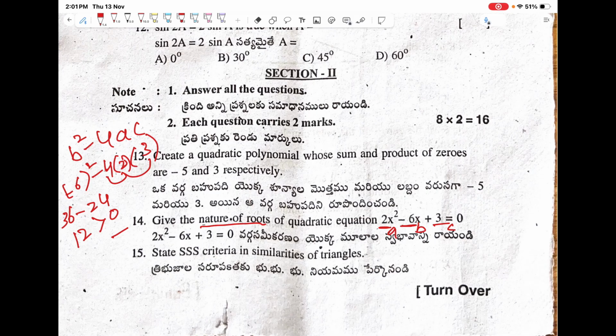When b square minus 4ac is greater than 0, how will the nature of the roots be? Definitely the roots will be real and distinct. We will have distinct real roots.